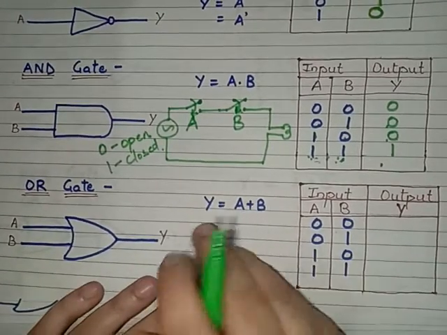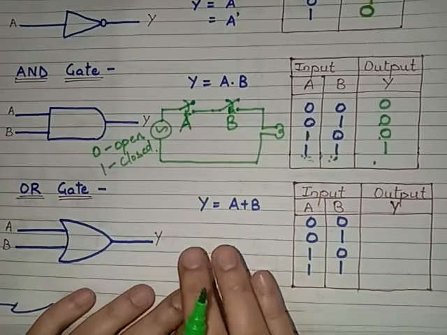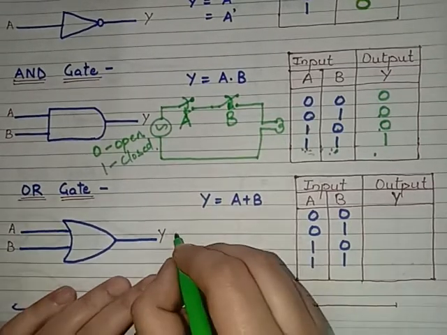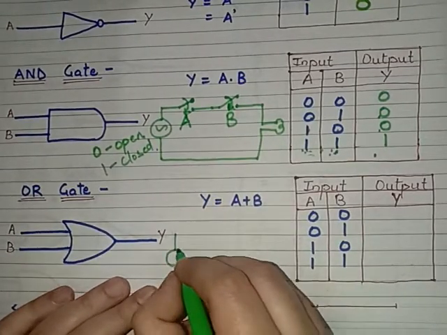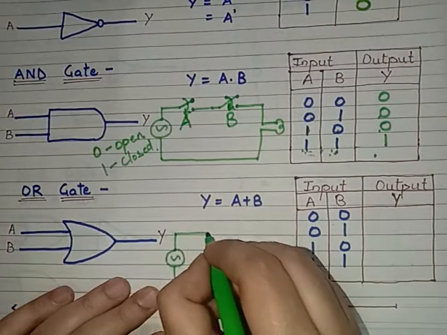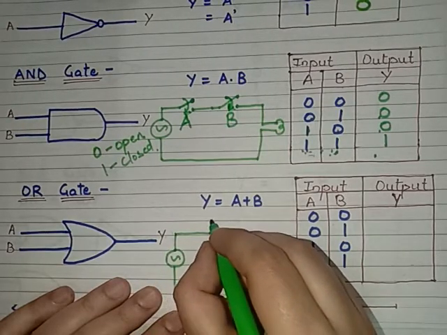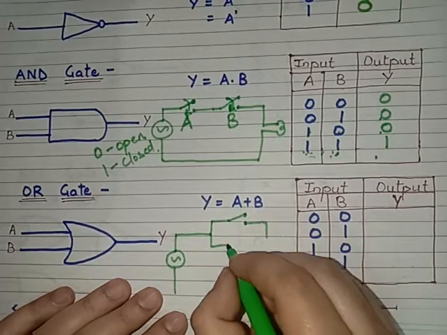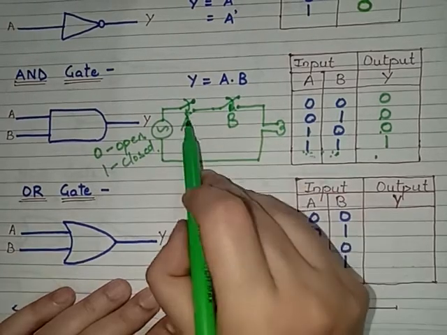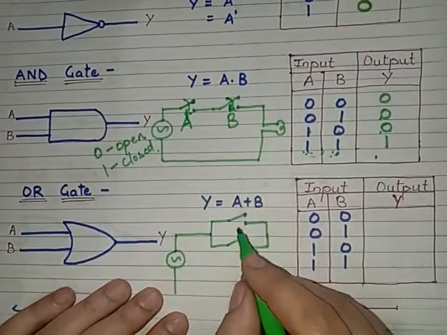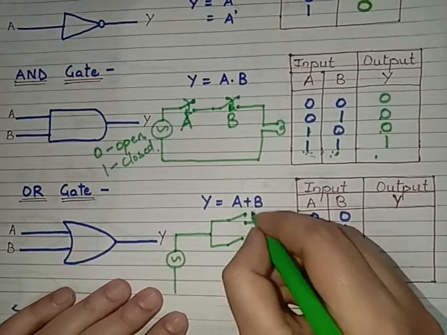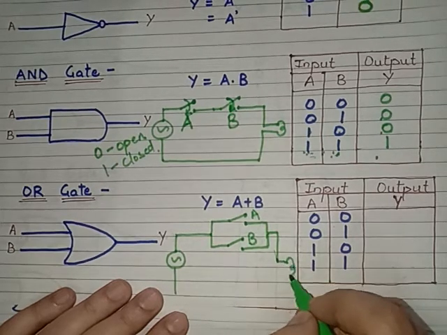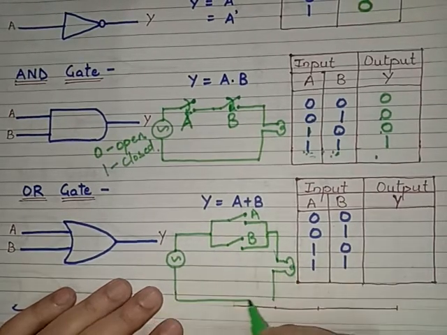Now again, I'm just going to explain this OR gate with the help of a circuit. We'll have a circuit like this. Suppose we have a source, and again two switches. Now we have connected the switches in a shunt manner. Previously, in the AND gate, we had the switches in series. Now we have two switches in parallel, this is switch A and this is switch B. And here we have again connected a bulb like this, and this is the circuit.